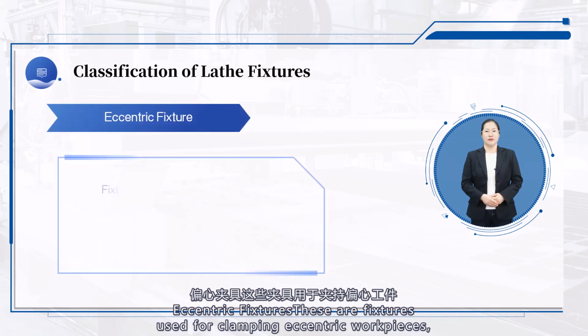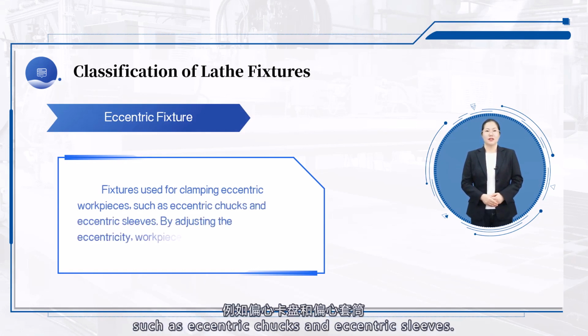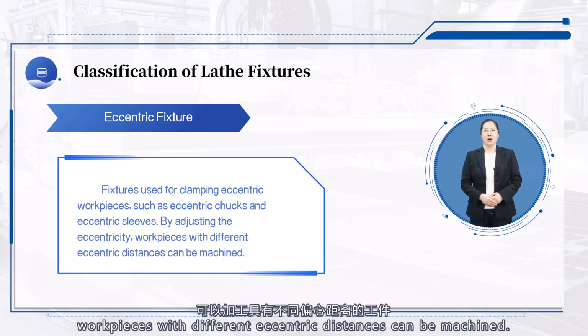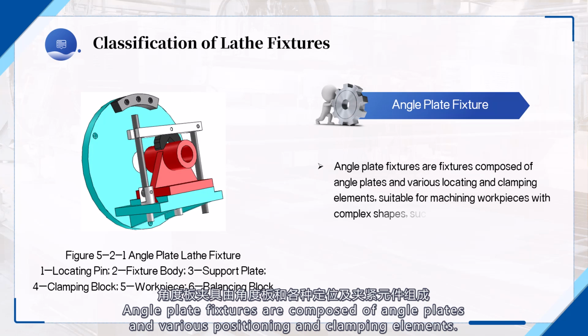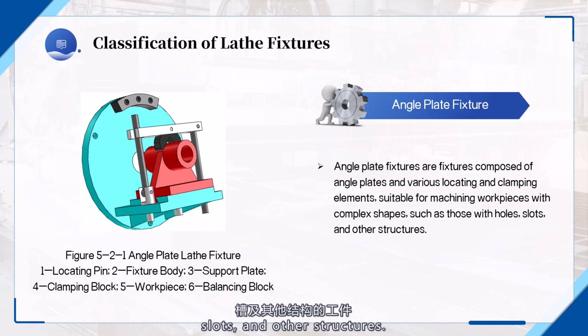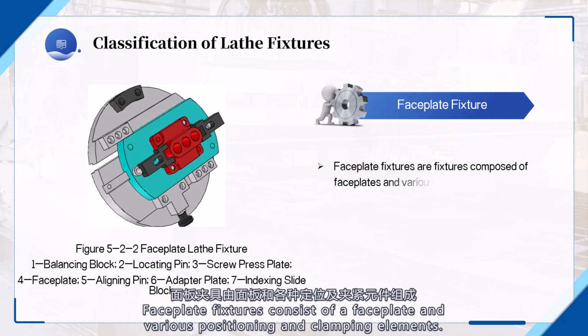Eccentric fixtures are fixtures used for clamping eccentric workpieces, such as eccentric chucks and eccentric sleeves. By adjusting the amount of eccentricity, workpieces with different eccentric distances can be machined. Angle plate fixtures are composed of angle plates and various positioning and clamping elements. They are suitable for machining workpieces with complex shapes, such as those with holes, slots, and other structures. Faceplate fixtures consist of a faceplate and various positioning and clamping elements.